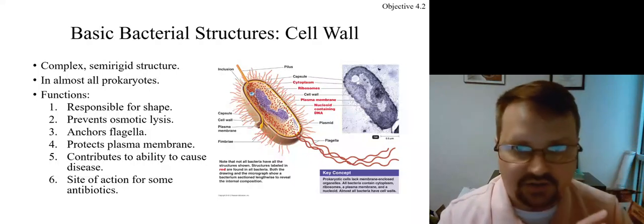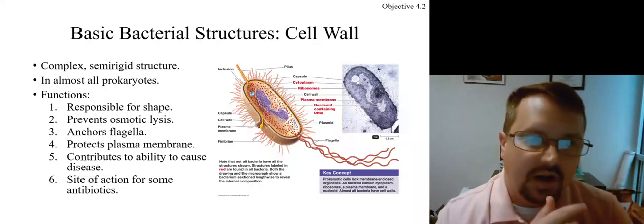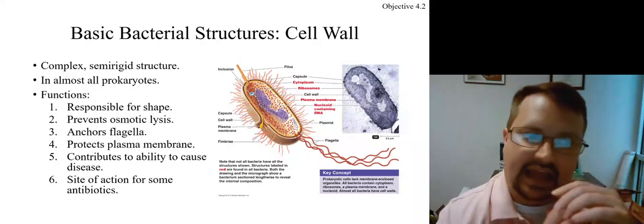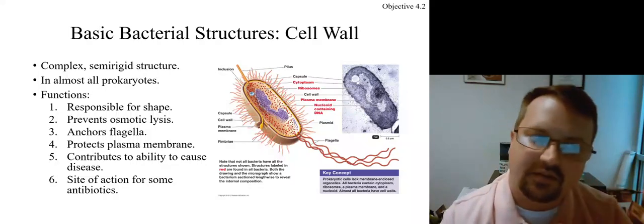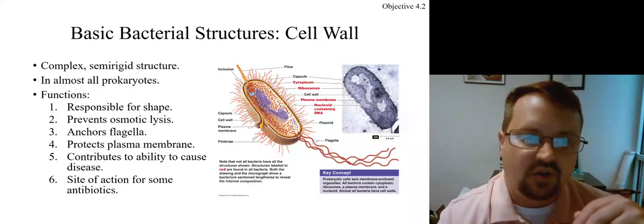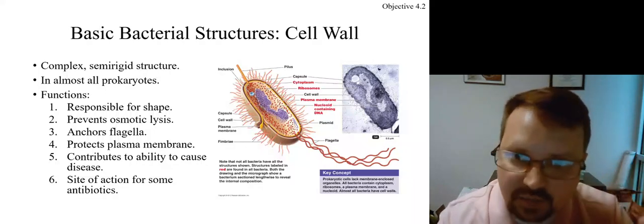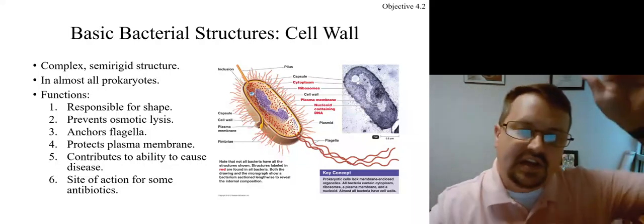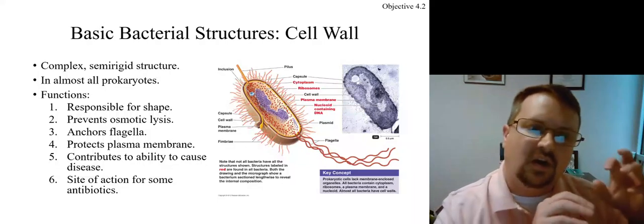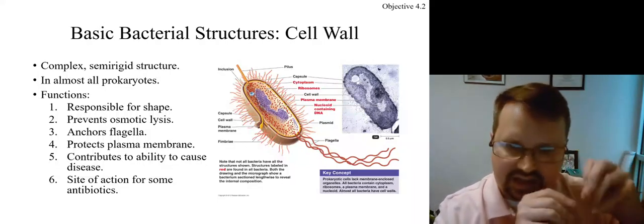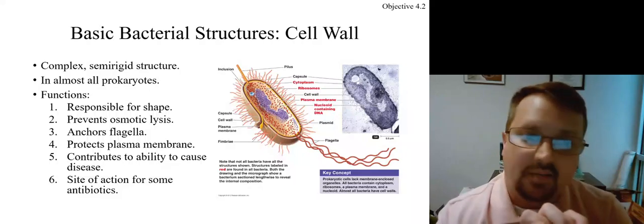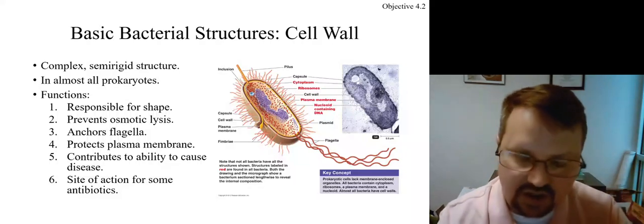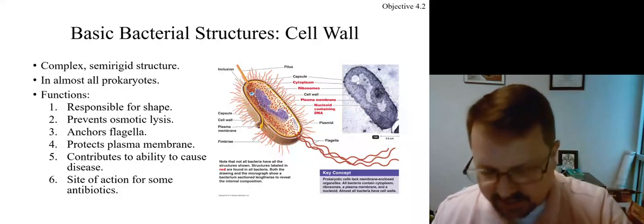Almost all prokaryotes have them, though there are some that don't. The cell wall is responsible for shape. It prevents osmotic lysis. It anchors the flagella. It protects the plasma membrane. It also contributes to the ability to cause disease because there are endotoxins, and it can let the cell stick and cause disease. The secretion systems are often part of the cell wall, or at least attached to it. This is where antibiotics work, especially your beta-lactams, antibiotics that affect the cell wall, especially for your gram-positives.